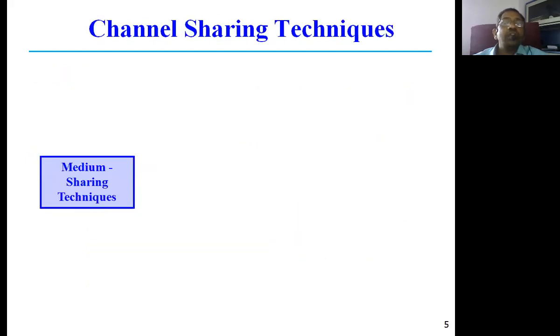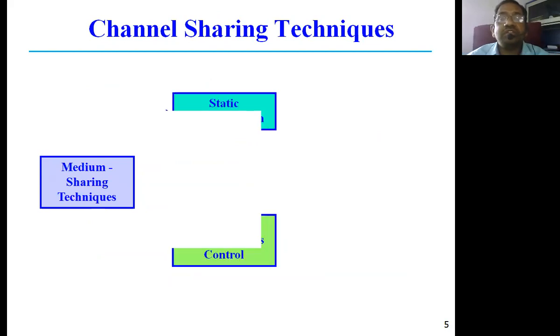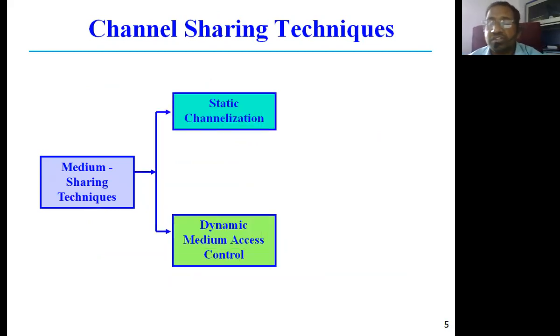So let us move on to the next one, medium sharing techniques. The medium can be shared by using two techniques as we discussed earlier. One is static allocation. The next one is dynamic allocation. That's what we are discussing over here. Static channelization means the channelization is going to be static, that is, all predefined channel allocations will be performed in this channel.